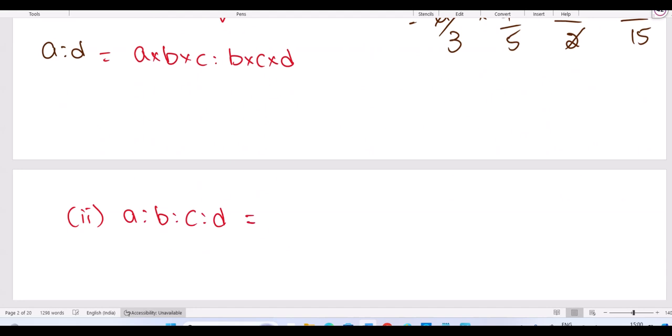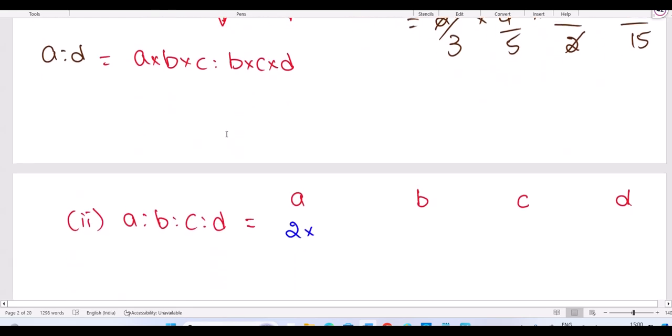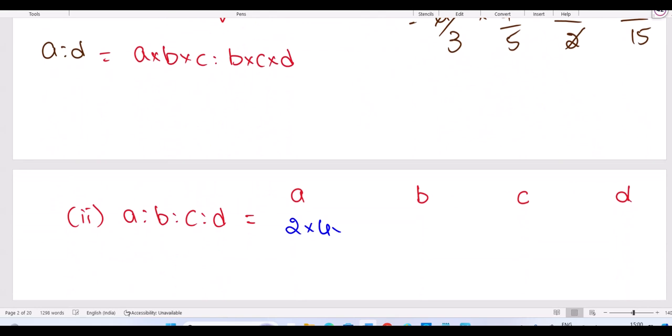Now, the next task is A, B, C, D, right? This combined ratio we want to calculate. Here, A is nothing but first column multiplication, as I mentioned. What are the first column values? 2, 4, 1. D is last column multiplication, I said. What is the last column? 3, 5, 2. We know A and D already, we discussed. A is first column, D is last column.